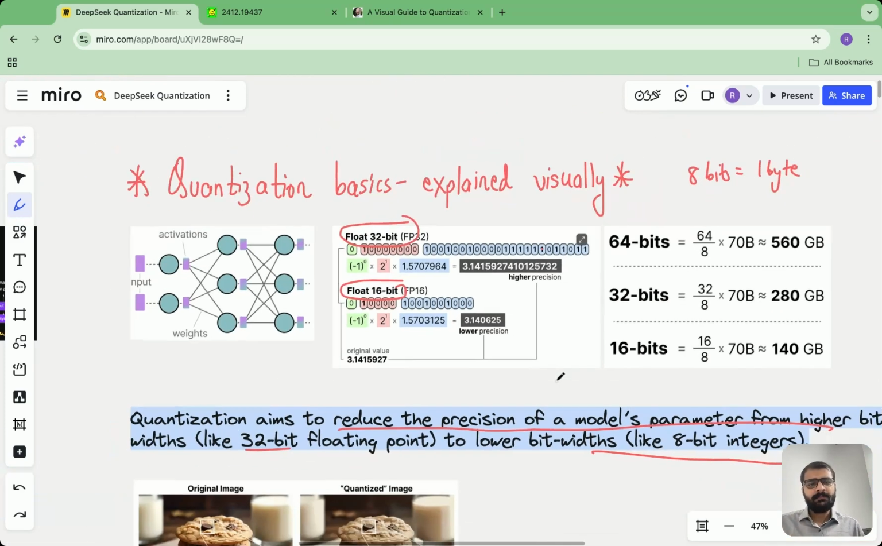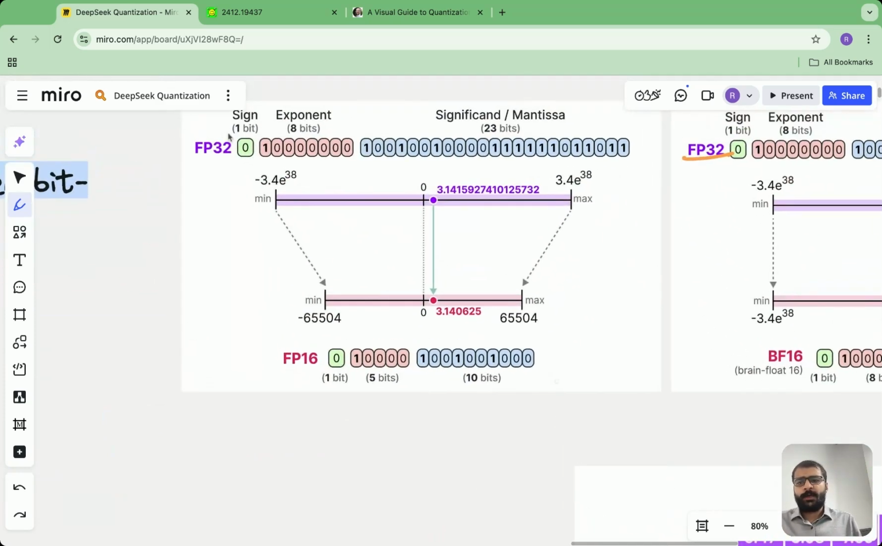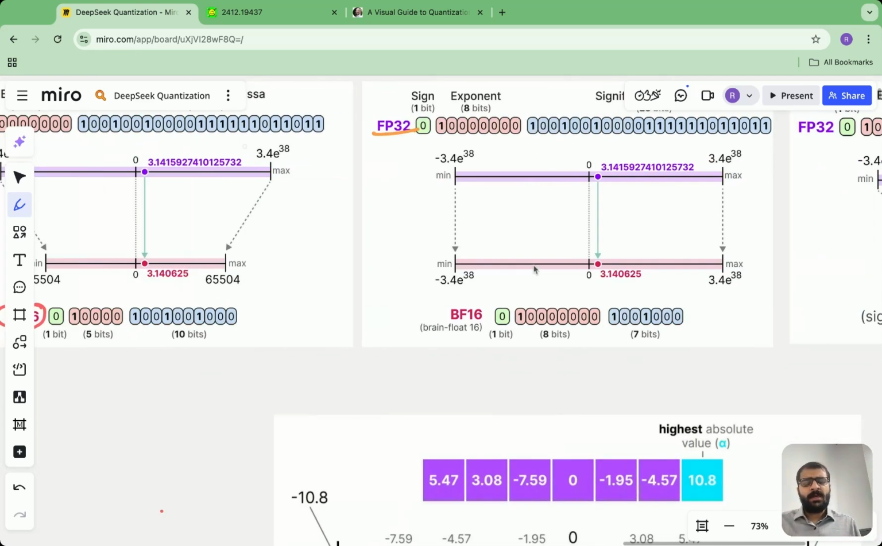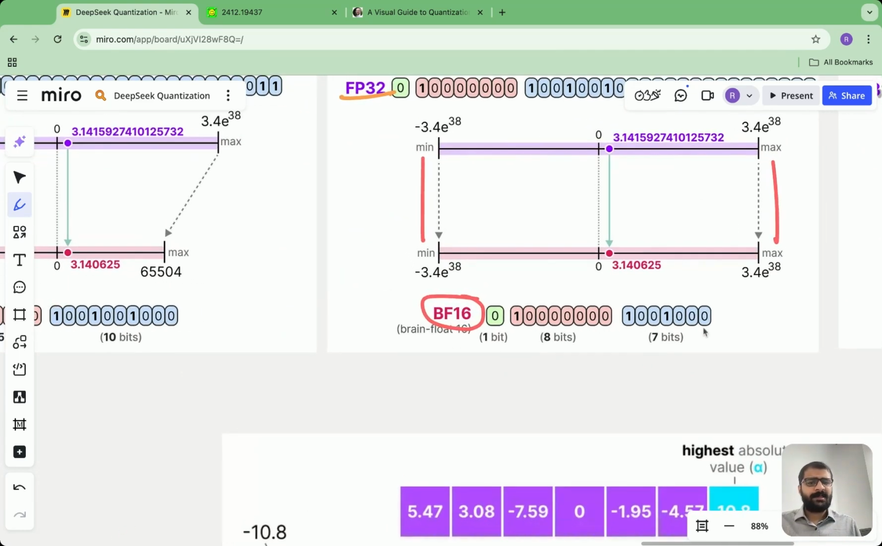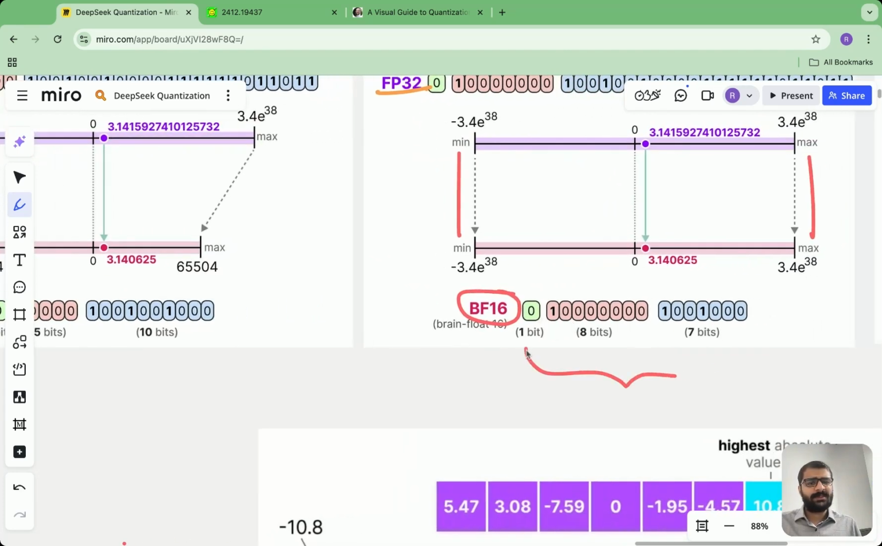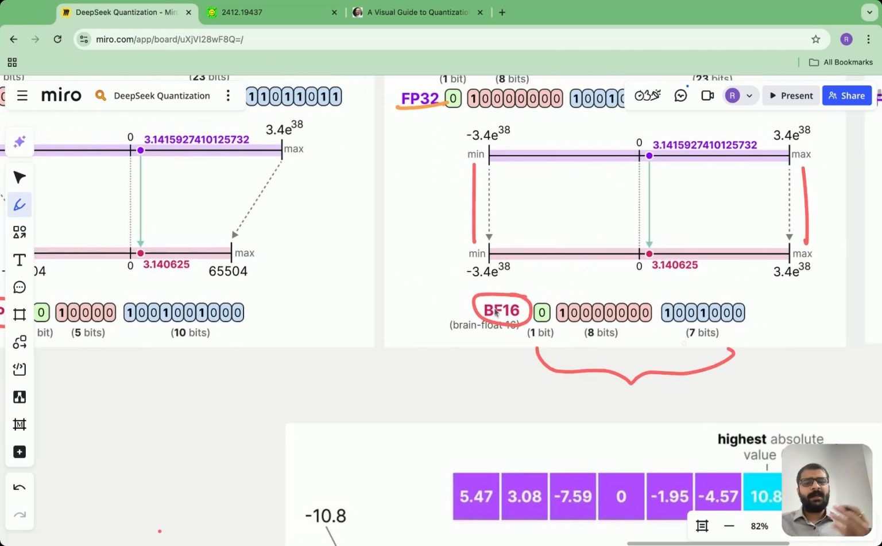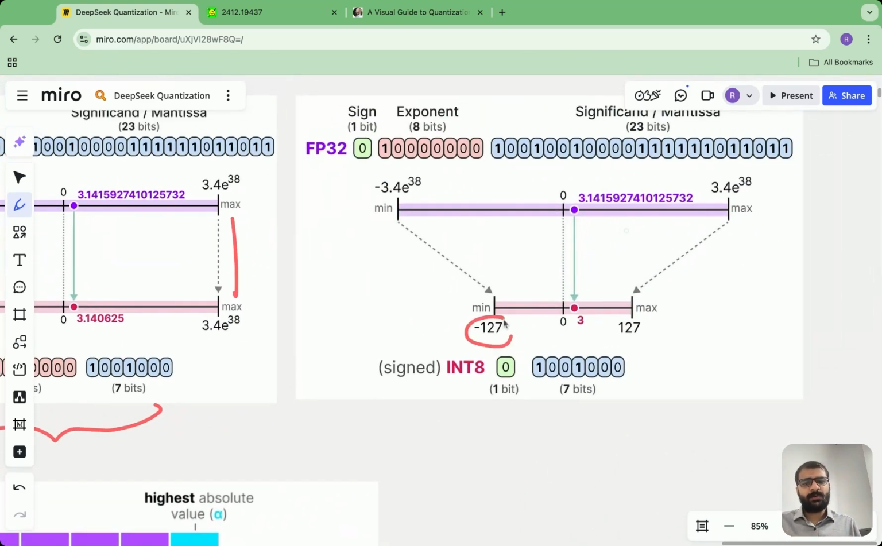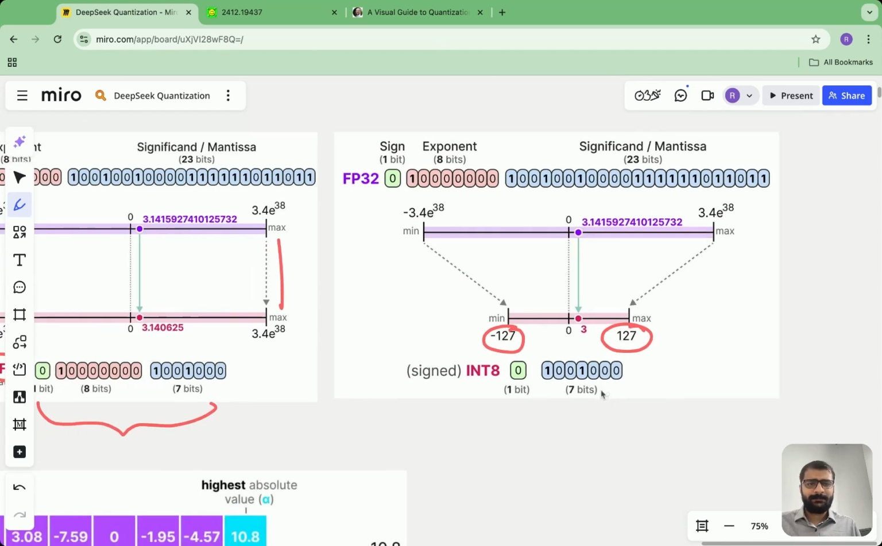that much. In today's lecture, you will come across floating point 32, which consists of 32 bits. Then you will come across floating point 16, which consists of 16 bits. Floating point 16, the range is much reduced compared to floating point 32. You will also come across BF16. The range of BF16 is the same as floating point 32, but its bits are the same as floating point 16. So it still has 16 bits. BF16 is brain float 16. Then there is also integer 8, whose range is very small, minus 127 to 127, and it has 8 bits.